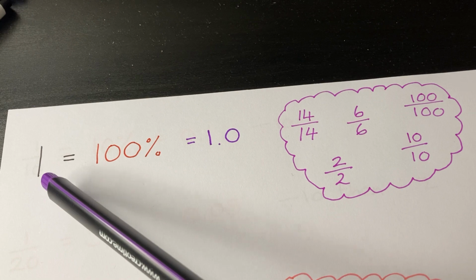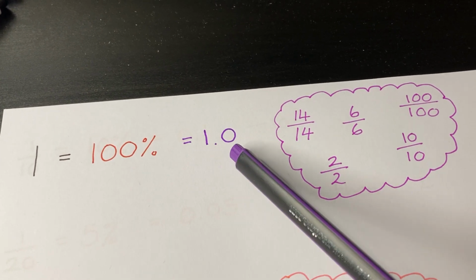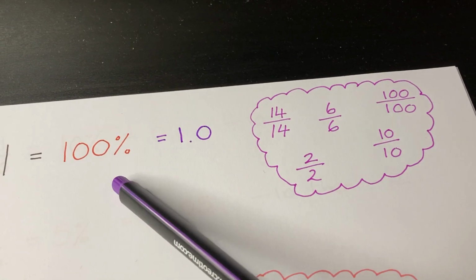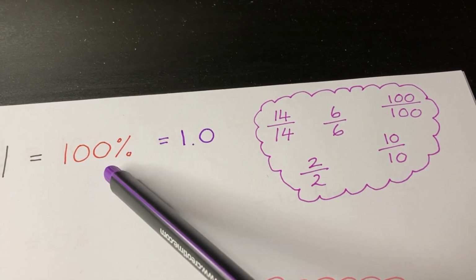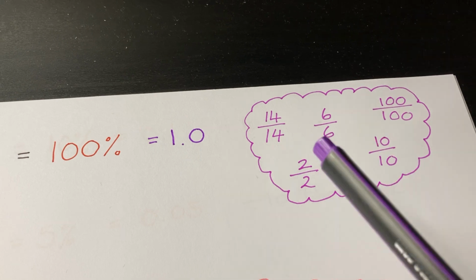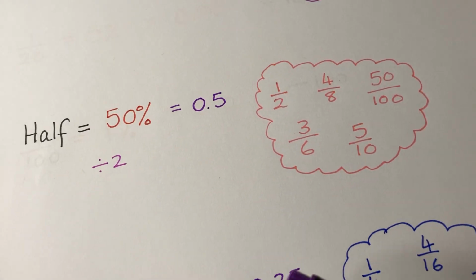Okay, so one whole is the same as 100%, which is the same as 1.0 as a decimal. And these are some of the fractions that are the same as 100%. There are many more fractions which are the same as 100%. Have a think of a few more and see if they are correct. Okay, let's have a look at the second one.